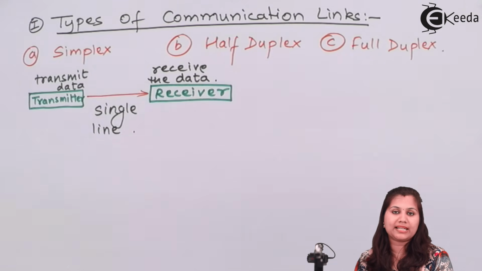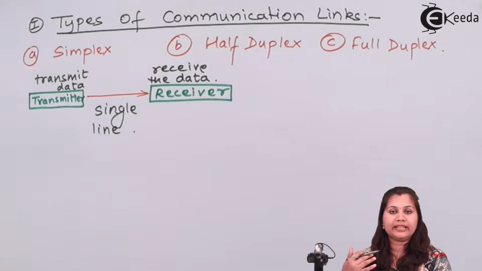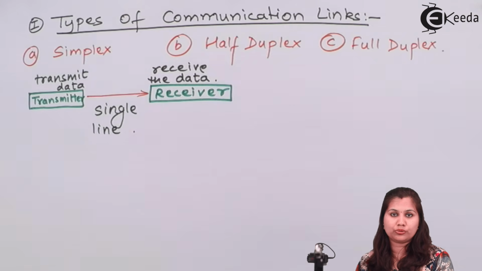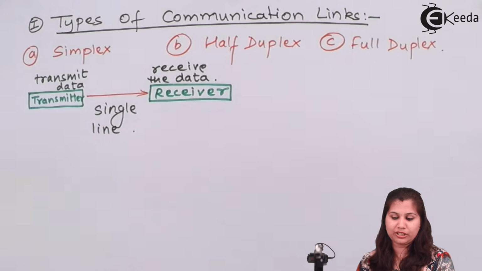If we talk about an example, like computers and printers. The computer gives the command to the printer that you have to print this document. The printer cannot give back commands to the computer. So the computer is always giving the command and the printer is always printing the document. So that is an example of simplex communication link.